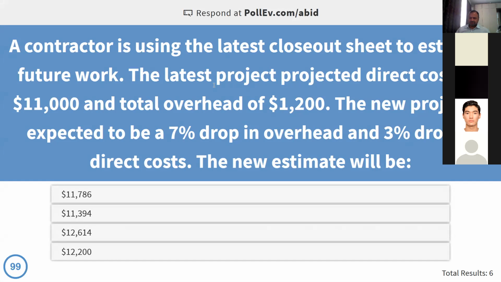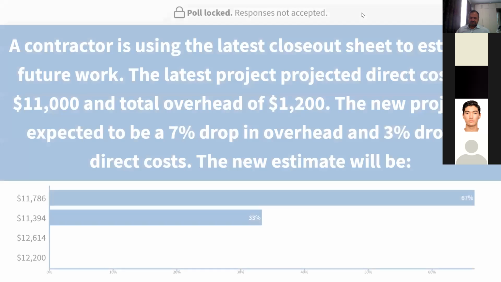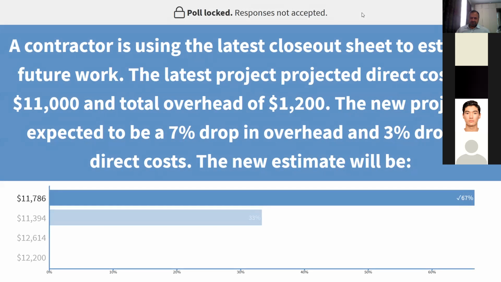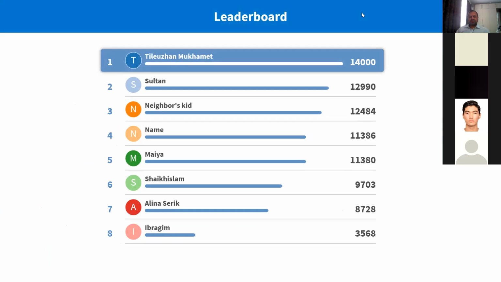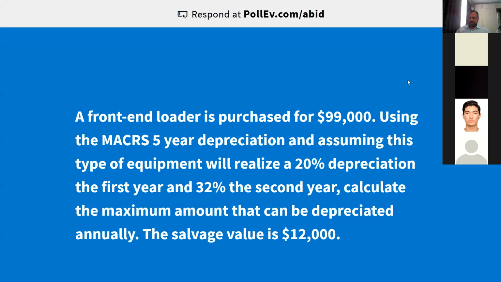Okay, so let's move to the final result. Yes, so 11,786 is the correct answer, which was answered by 67% of you, 4 of you. Okay, so these are the results, 14,000, okay. Yeah, thank you very much for taking part. And then this is the question.